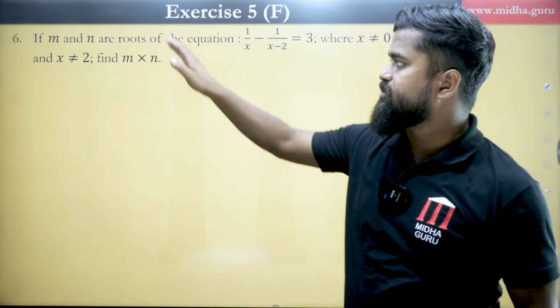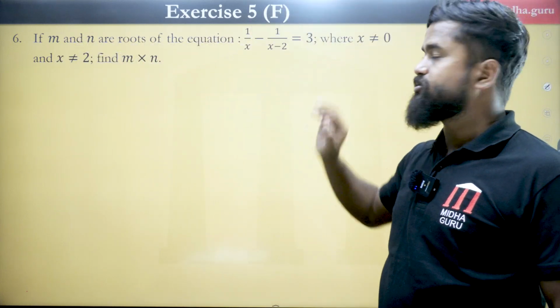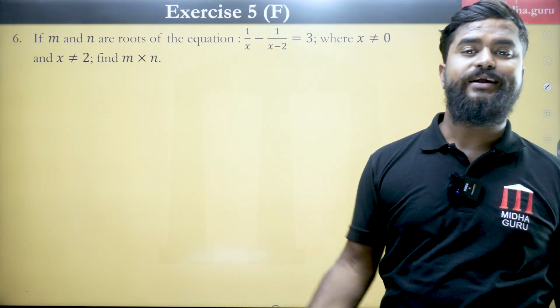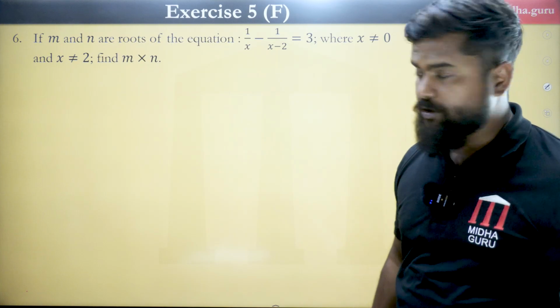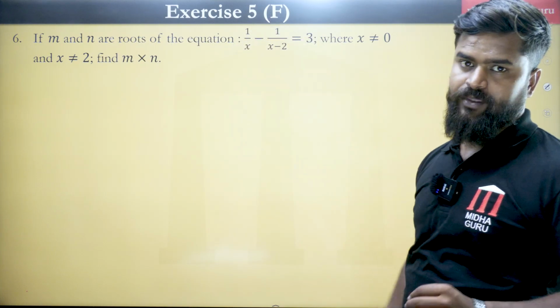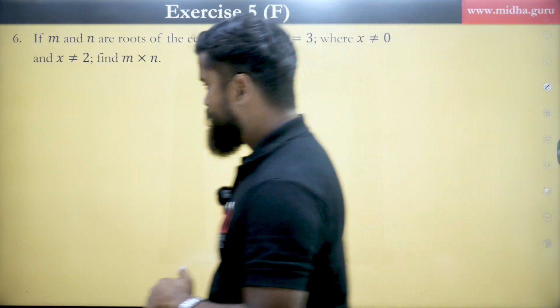In the next question it says, if m and n are the roots of the equation 1 by x minus 1 by x minus 2 is equal to 3, where x is not 0 or 2, find the value of m into n. So first we will form a quadratic equation out of this, then we will find its solutions. Both the solutions will be m and n, and we are supposed to find the product.